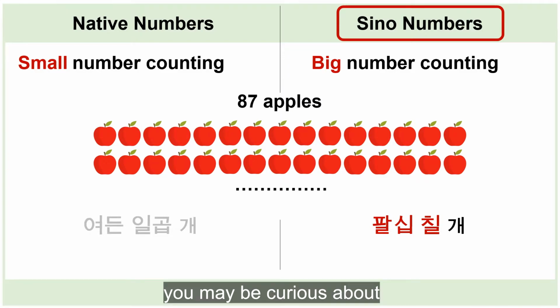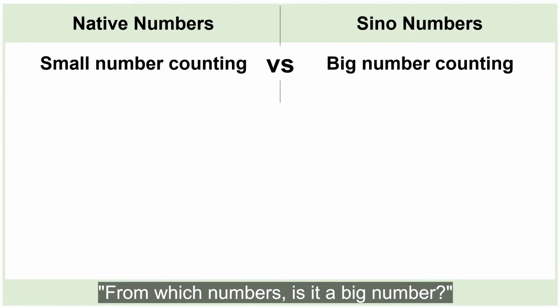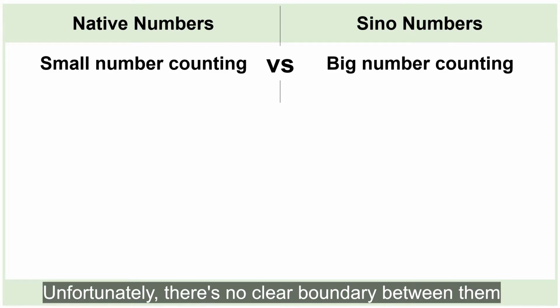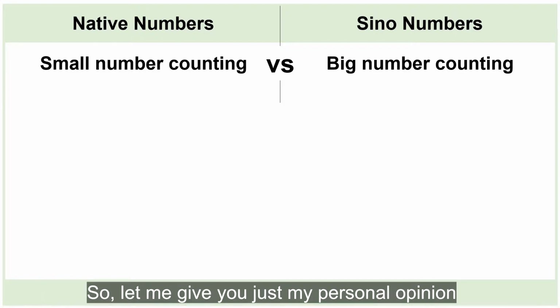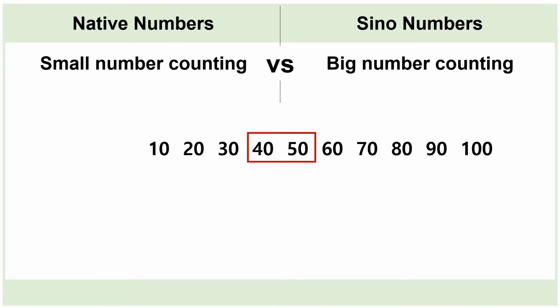Then, you may be curious about what the definition of small numbers and big numbers is. From which numbers is it a big number? Unfortunately, there's no clear boundary between them. So, let me give you just my personal opinion. In my opinion, the boundary is around here, from 40 to 50.